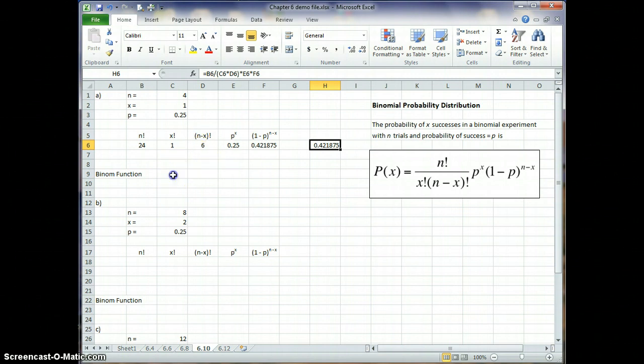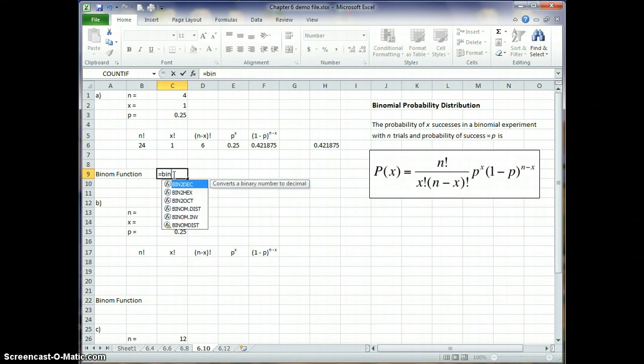Now there's another way to do this calculation, and that's to use the binomial function, equals binom, and it returns the individual term binomial distribution probability. So I'm going to double click here, and it tells us what we're looking for here. So the first thing is n, the number of trials.